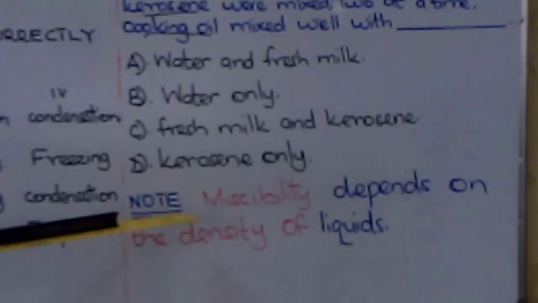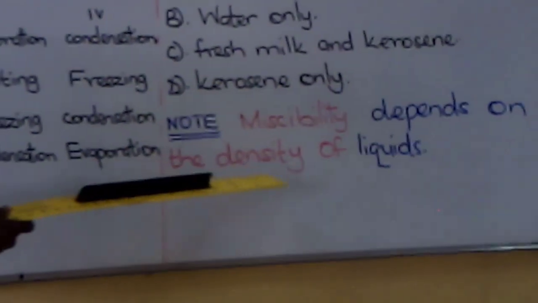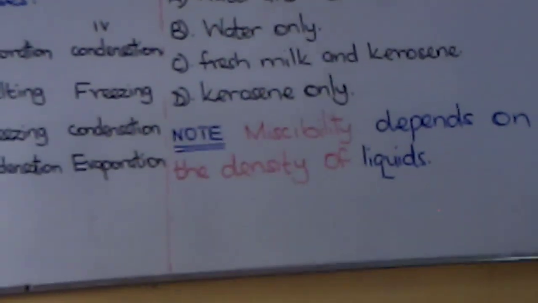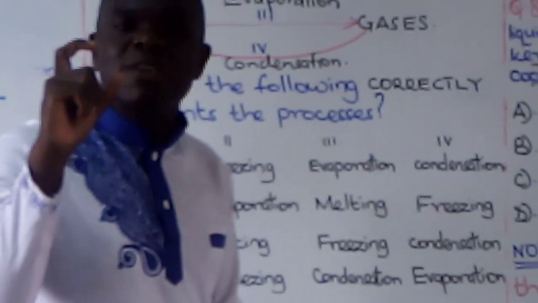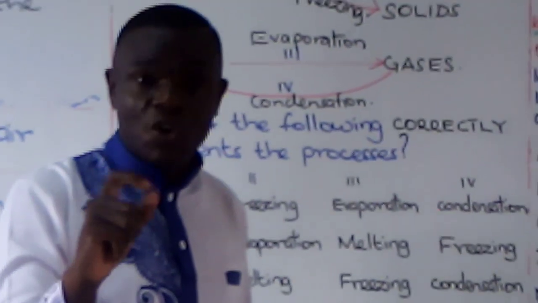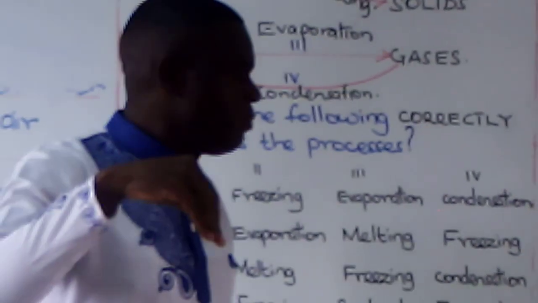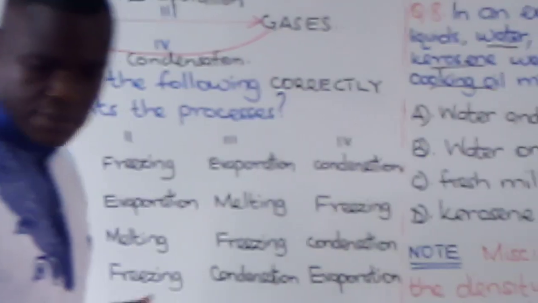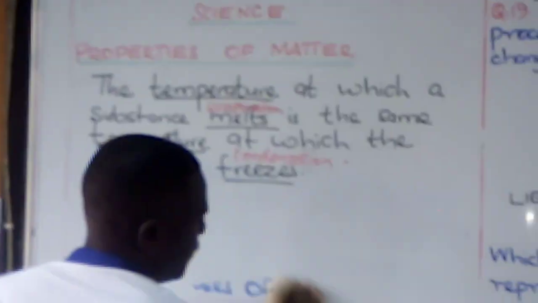And then, I have noted here that miscibility depends on the density of liquids. Note that liquids of different densities cannot mix. Liquids that mix must have the same density or almost equal density to mix. So miscibility depends on the density of liquids. Come with me to this side of the board and I'll show you something.